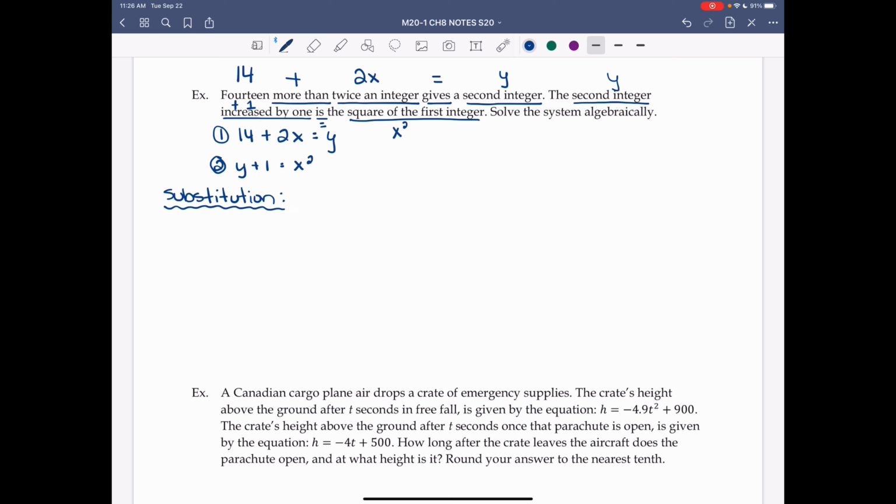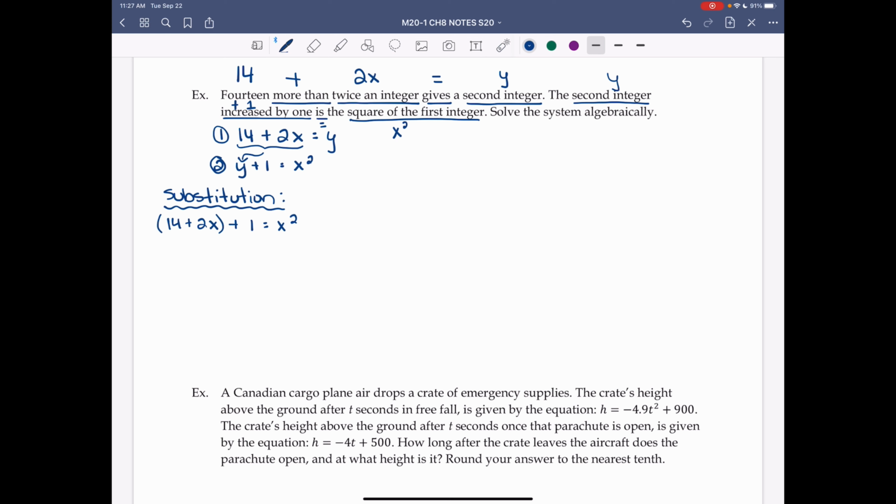I already have one of my variables isolated. In the first equation, I have that y equals 14 plus 2x. To make substitution easy, I'm going to substitute this portion, 14 plus 2x, into my second equation for y. So instead of writing y plus 1, I'm writing 14 plus 2x plus 1 equals x squared.